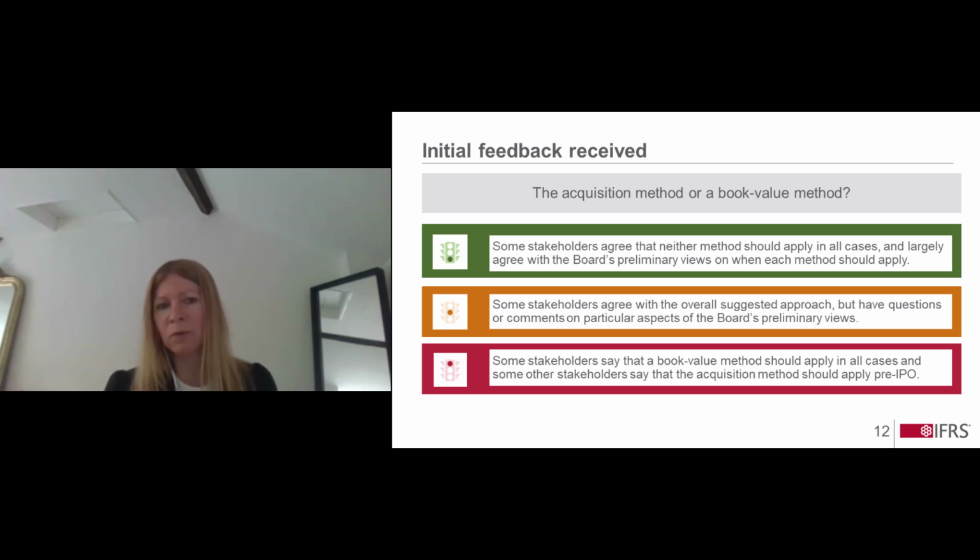So with that, in terms of what we've been hearing so far, some stakeholders agree with the board's preliminary views on when each method should apply and agree for the reasons set out in the discussion paper. So they agree that neither the acquisition method or a book value method would be appropriate in all cases for all business combinations under common control.